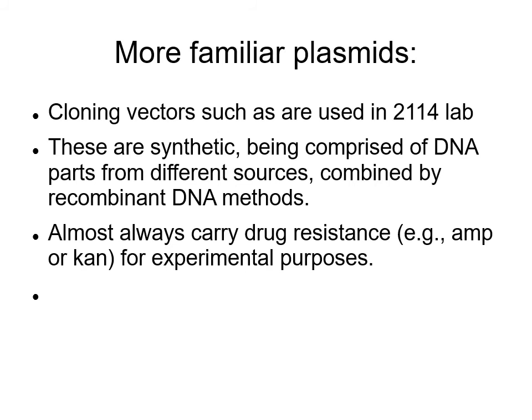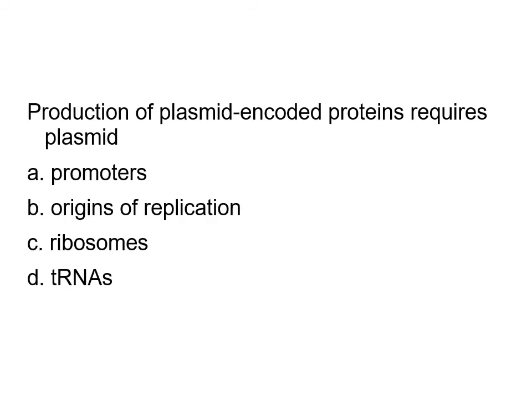Almost always carry drug resistance, same thing. Production of plasmid-encoded proteins requires plasmid, promoters, origins of replication, ribosomes, tRNAs. Promoters. It has its own origin of replication, but that has nothing to do with protein synthesis. Ribosomes and tRNAs are provided by the host cell.